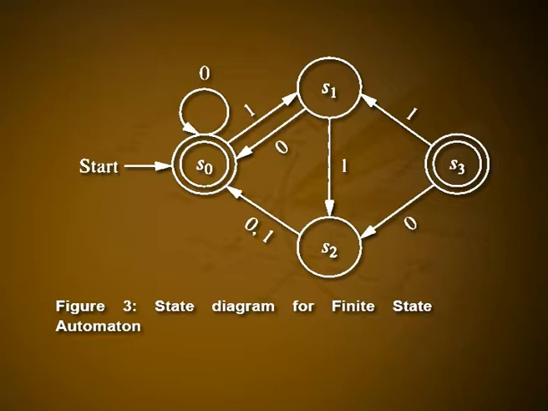The solution. The state diagram is shown in Figure 3. Note that because both the inputs 0 and 1 take S2 to S0, we write 0, 1 over the edge from S2 to S0. This is the diagram, and you can see we have written 0, 1 from S0 to S2.